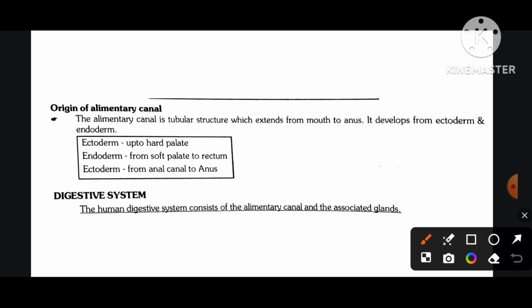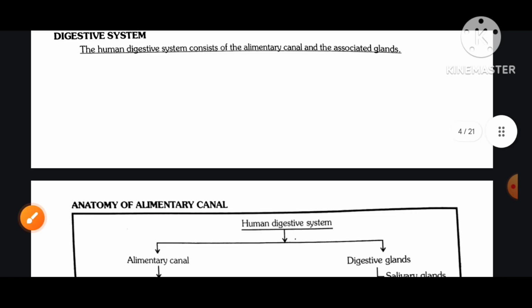Origin of alimentary canal. The alimentary canal is a tubular structure which extends from mouth to anus. It develops from ectoderm and endoderm. Ectoderm up to hard palate, endoderm from soft palate to rectum, ectoderm from anal canal to anus. Digestive system. The human digestive system consists of the alimentary canal and the associated glands.